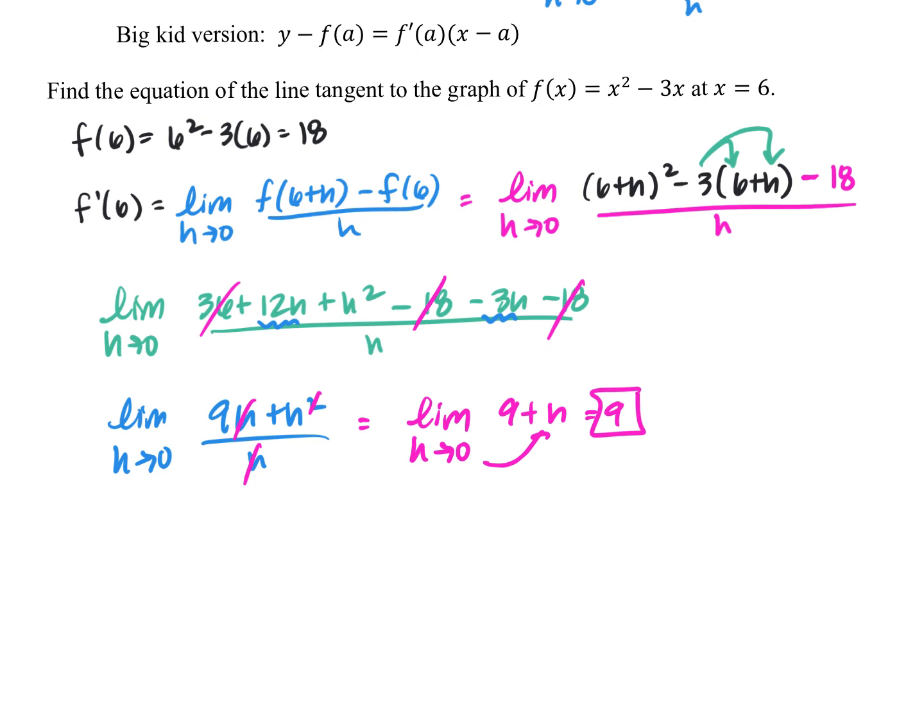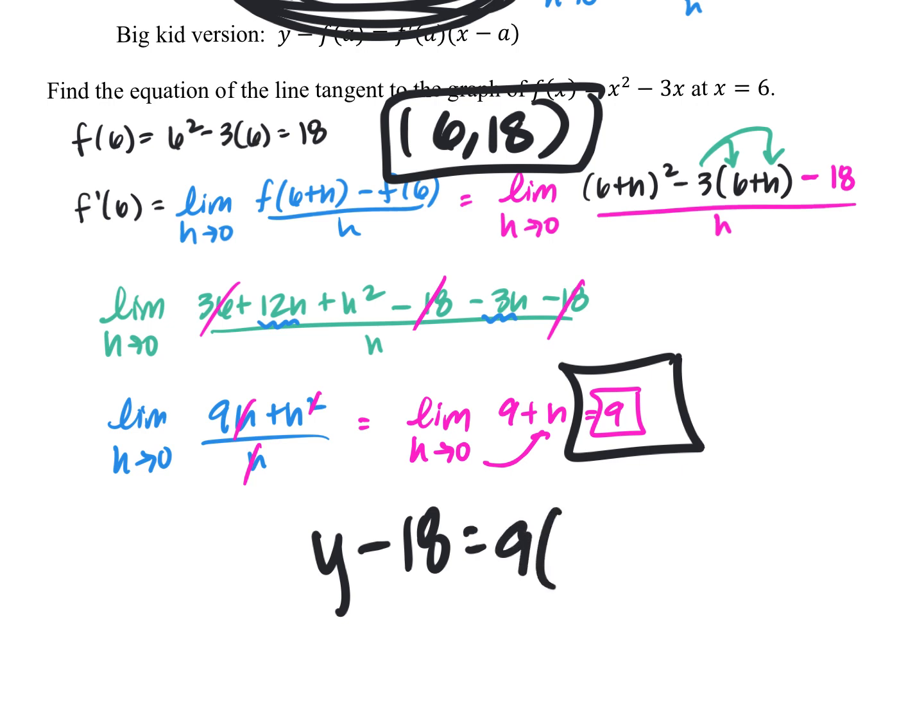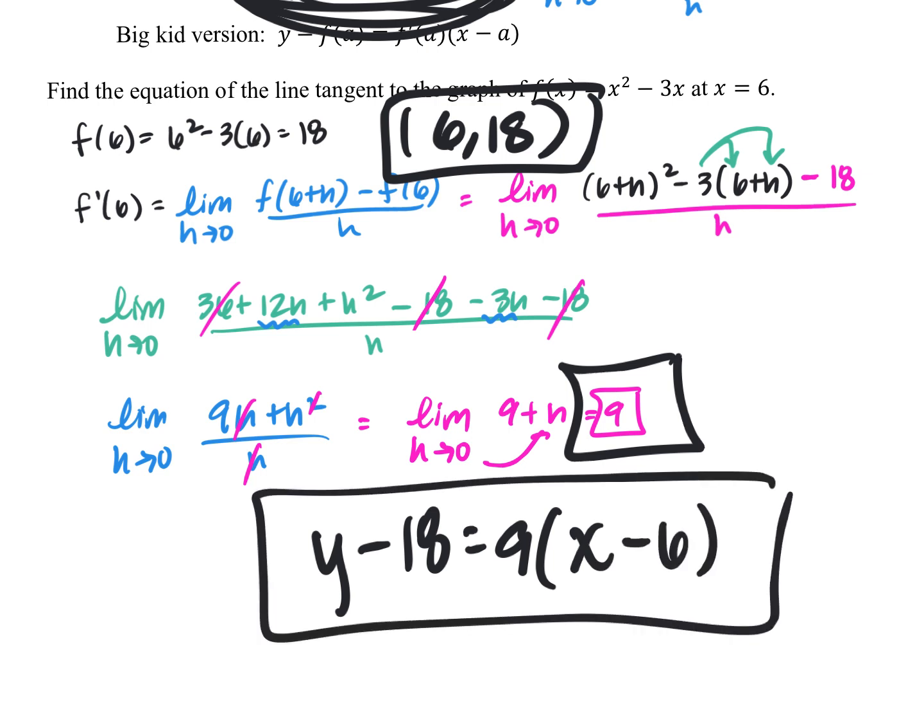I've got 3 packs left, people. How do I write this? Don't forget, here's my point, and I could even write it as (6, 18). And here's my slope. Go use point-slope form. We got this. y minus 18 equals my slope of 9 times x minus 6. Check this out. Look at what happens when I type that in. Is that the tangent line when x is 6? Sure is. How special.